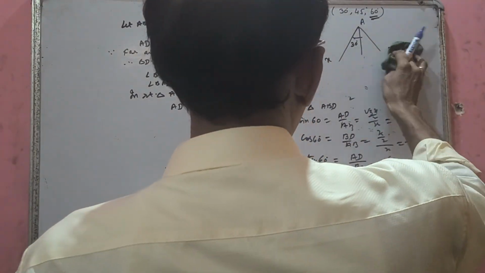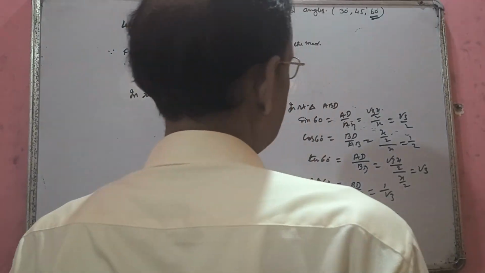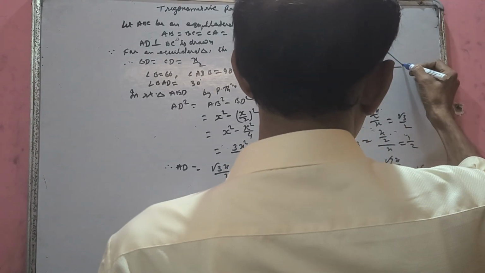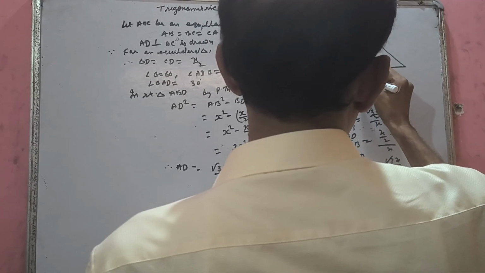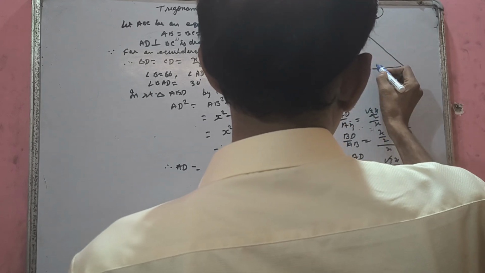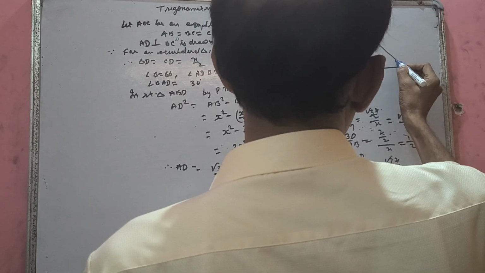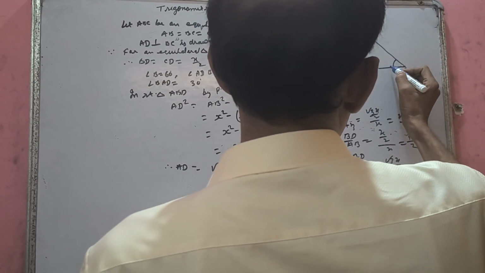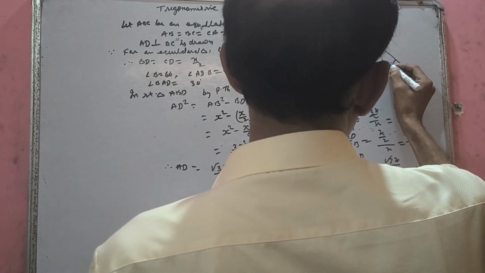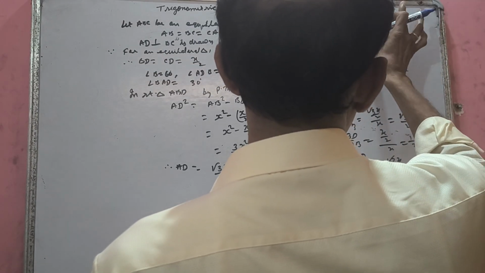Now one more is there, 45 degree. So we have to change the diagram. Draw a right angle isosceles triangle. If ABC is a right angle triangle, right angle at B, and isosceles means two sides should be equal. If this side equals this side, then the opposite angles will be equal. So this is 90 degree, so this must be 45 only. So this will be 45 degree.